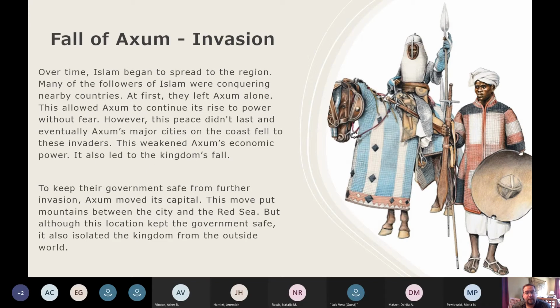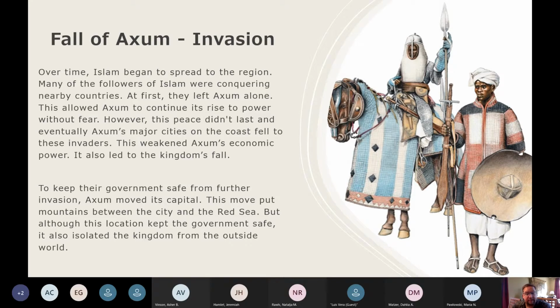Okay, so the fall of Axum, like all the other civilizations we talked about, they rise and they fall. Over time, Islam began to spread into the region. Many of the followers of Islam were conquering nearby countries. At first, they left Axum alone, and this allowed Axum to continue their rise to power without fear. However, this peace didn't last, and eventually, Axum's major cities on the coast fell to these invaders. This weakened Axum's economy, and it also led to the kingdom's fall.